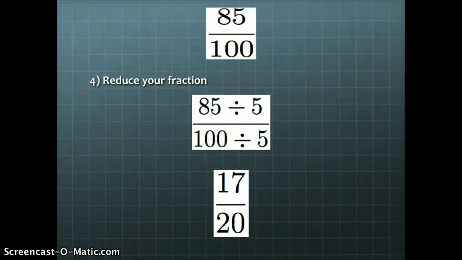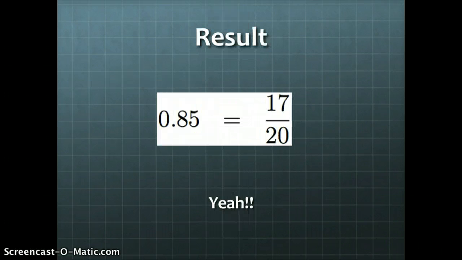The last step in converting a decimal to a fraction is to reduce your fraction. So here was our fraction at the end of the last step. Notice that both the top number and the bottom number, the numerator and the denominator, are multiples of 5. So we can divide both numerator and denominator by 5 to get 17/20ths. And 85/100ths equals 17/20. Yay!